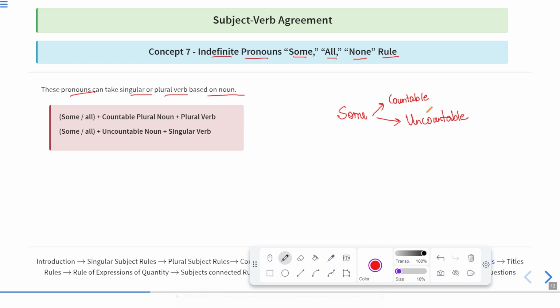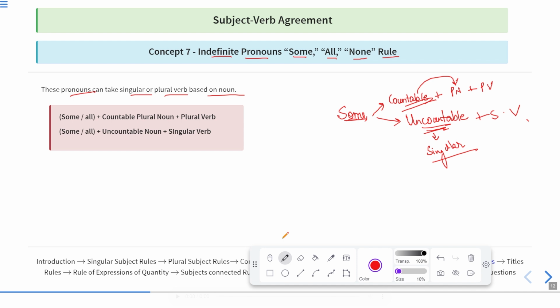When the nouns are countable, we use a plural noun and plural verb, because the noun is countable, so we will use this noun in plural form. Okay, because some means more than one. But uncountable nouns are always considered singular. Okay, thus they will be followed by a singular form of verb. So when some is used with uncountable nouns, it means a little of something. So the noun will be singular and the verb will be singular.